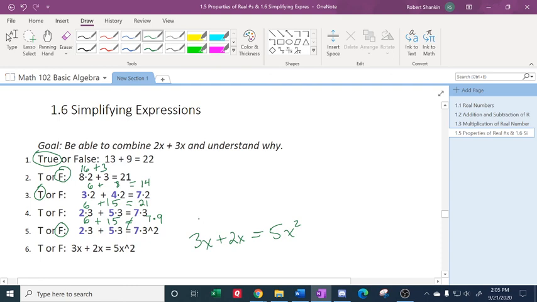So in your chat group, type T if you agree with me. Type F if you don't agree and you think this is false. And then look at the majority of the responses. So go ahead and hit enter on that. Look at the majority.